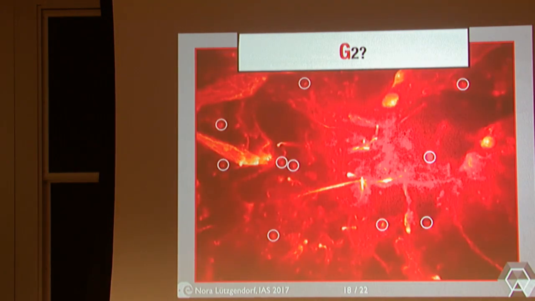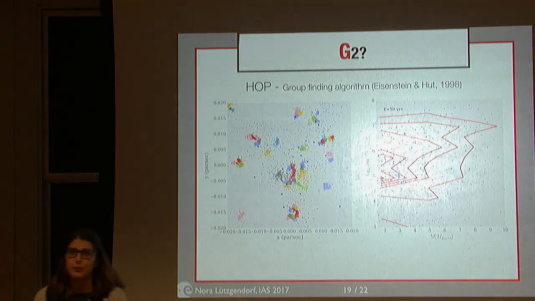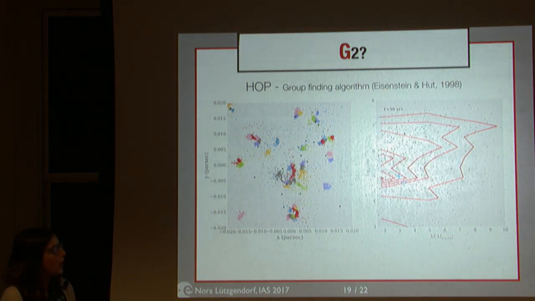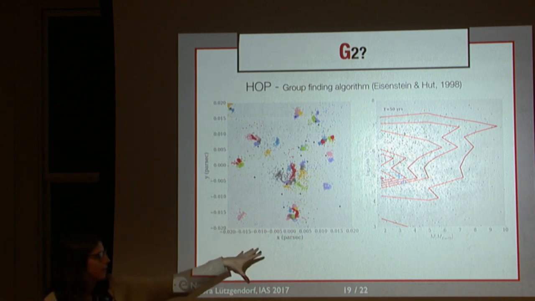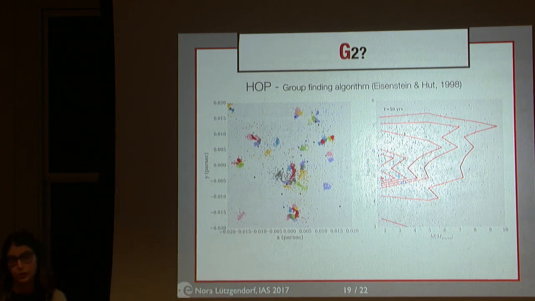Okay, so going back to the clumps, I used a group finding algorithm in my simulation called HOP. It's also available in AMUSE. For each of my time steps, I find my clumps and look at their properties. Here I plotted the properties of the clumps as mass and density, and the little blue cross there is G2. So I wanted to see, do I produce G2-like objects? And the answer is yes, I do.